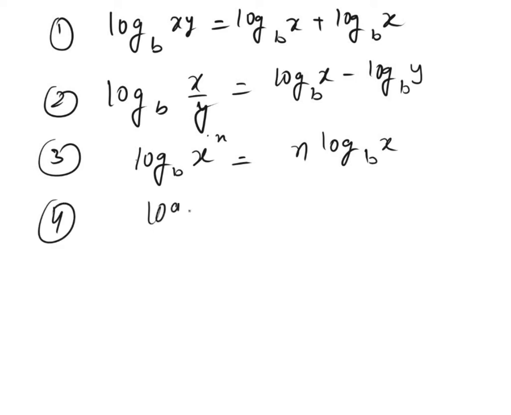Then the log of the same base and same number is always 1. And the last one is log of 1 of any base is always 0. So these are basically the 5 rules of logarithms.